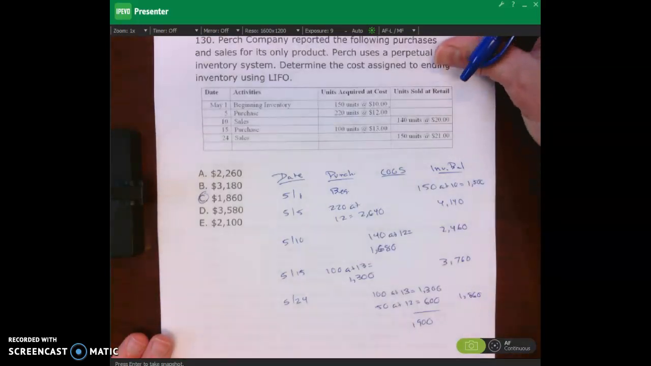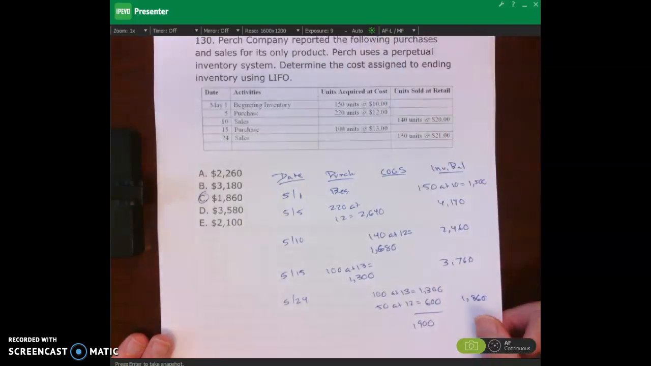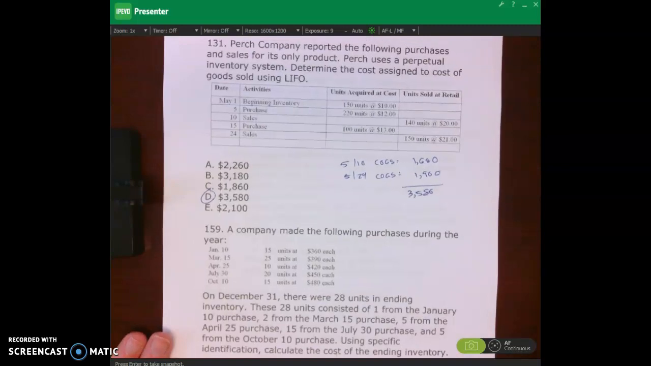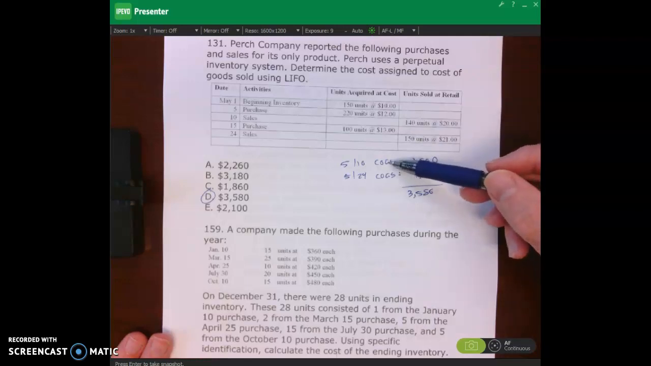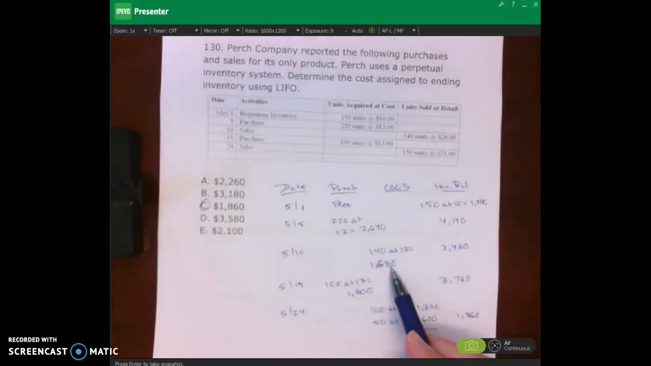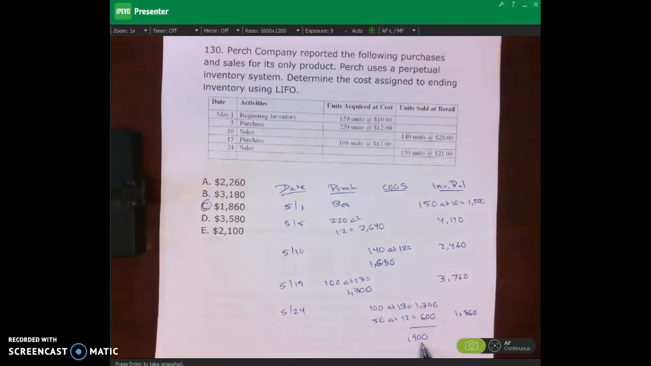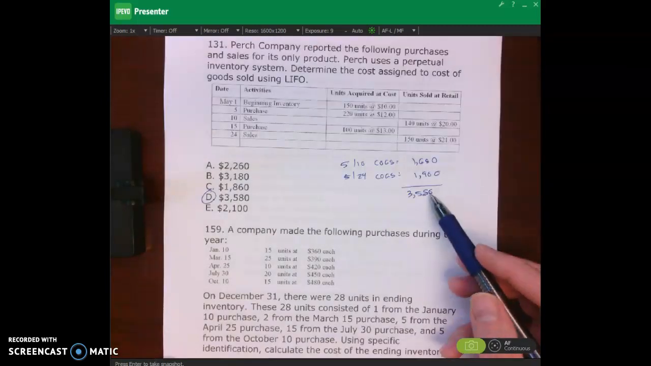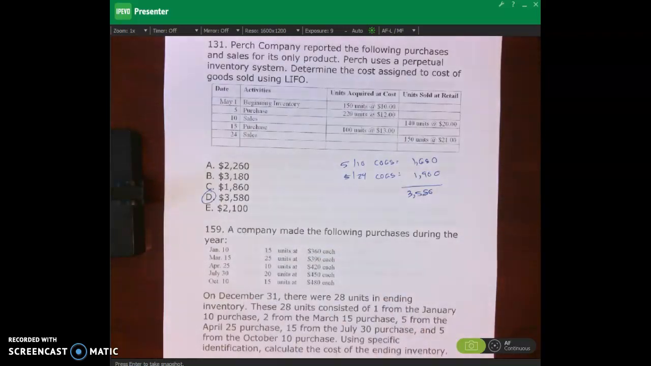C is the correct answer for number 130 on page 134. Let's look at number 131 here on page 135. If you set up a table like I did, all you have to do is look at the May 10th cost of goods sold and the May 24th cost of goods sold. Looking back at the table, May 10th, 1,680 cost of goods sold, May 24th, 1,900 cost of goods sold. Add those two together, 3,580. D is the right answer.